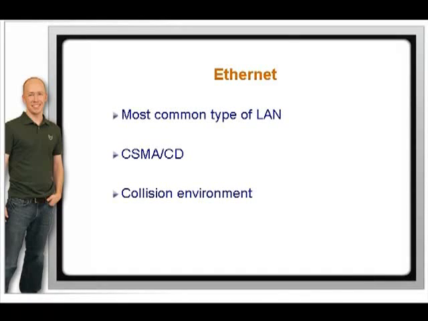CSMA-CD, Carrier Sense Multiple Access with Collision Detection, is the method Ethernet uses to deal with collisions. When a host wants to transmit, it first listens to the wire to see if anyone else is transmitting at that moment. If it is clear, it can transmit. If not, it will wait for the host that is transmitting to stop.